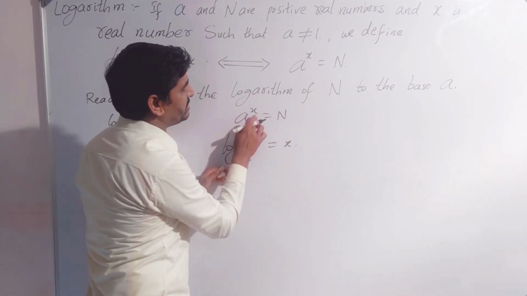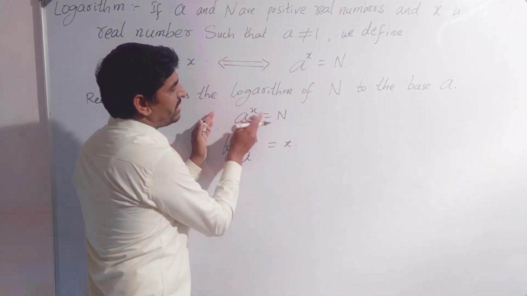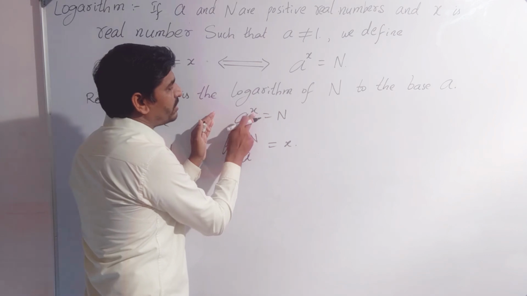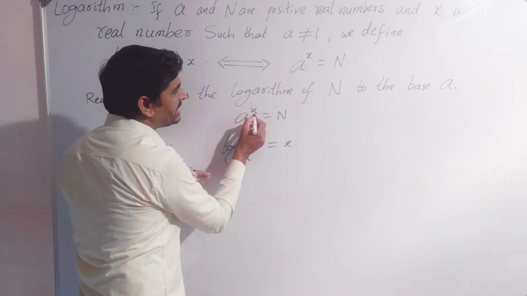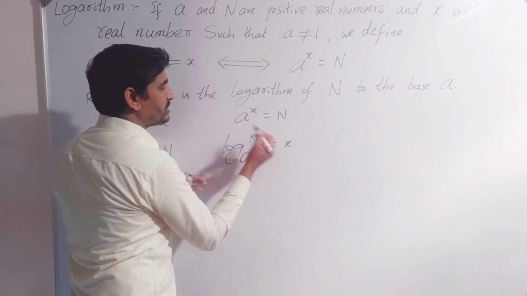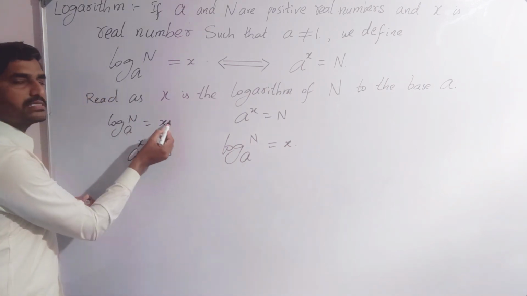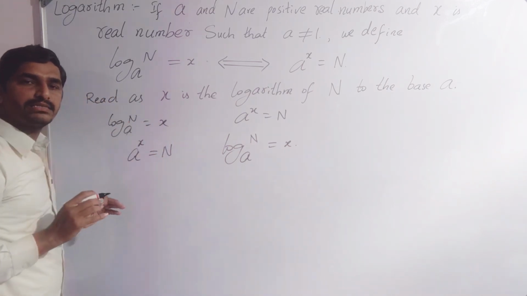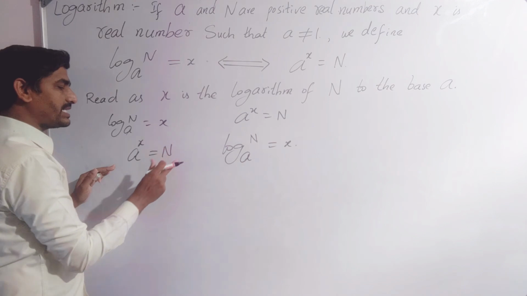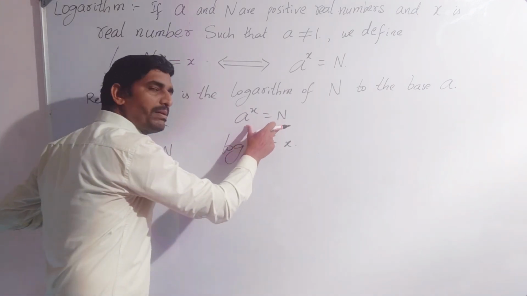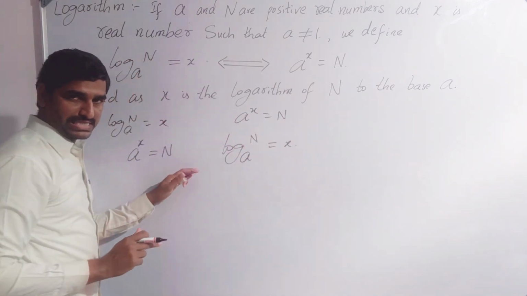These two are interchanged. This is not changed. Log n to the base a is equal to x. These two are interchanged. See here, n is x, x is n. Like that. This is logarithmic form. This is exponential form. This is exponential form to logarithmic form conversion.